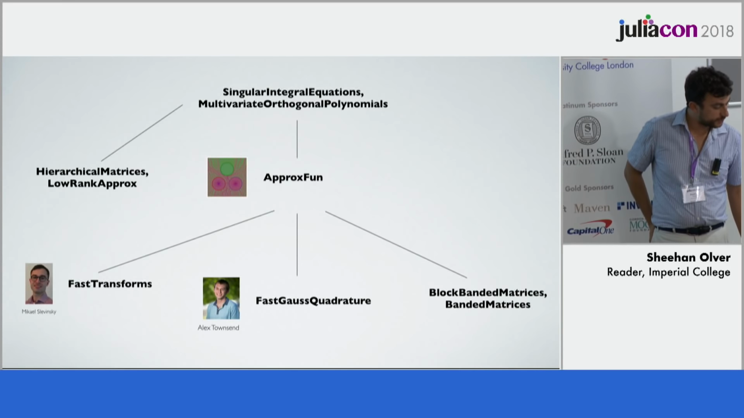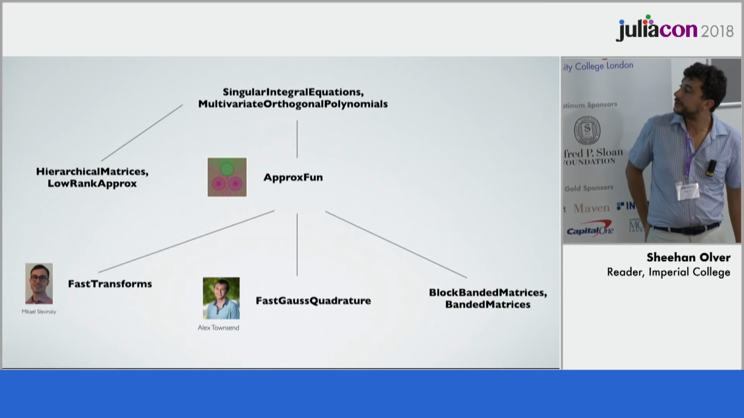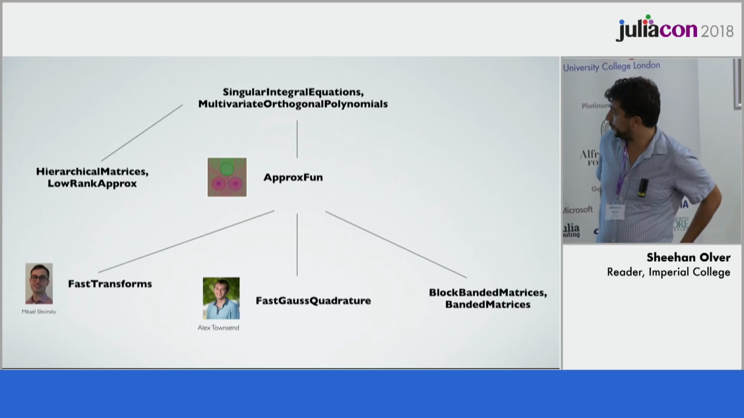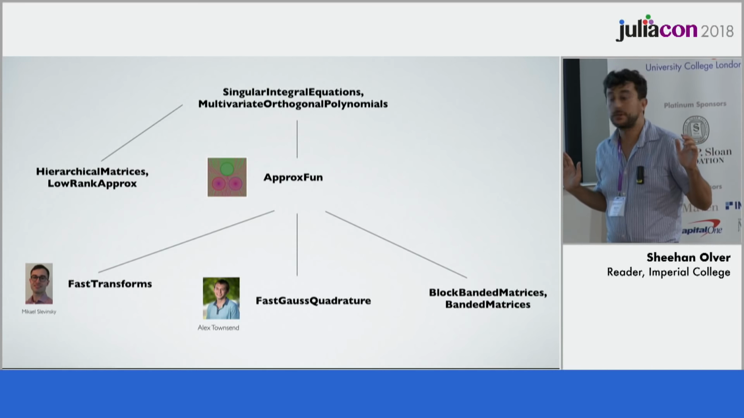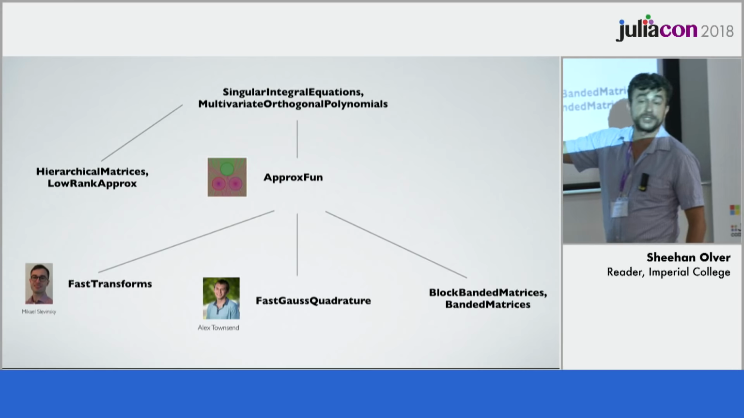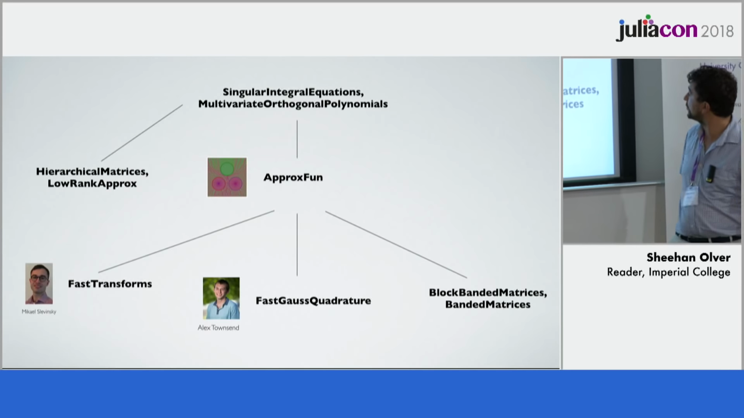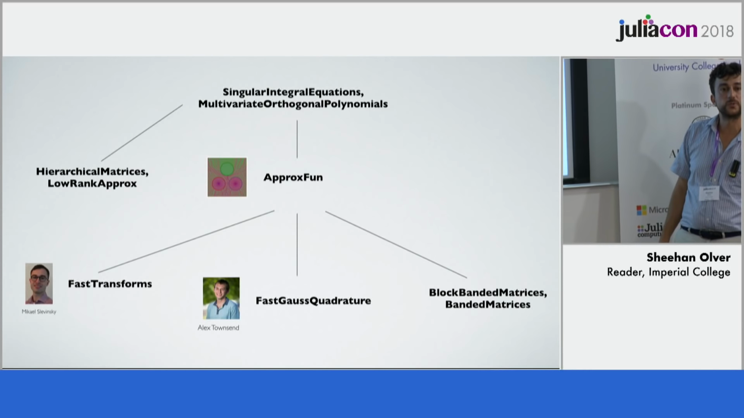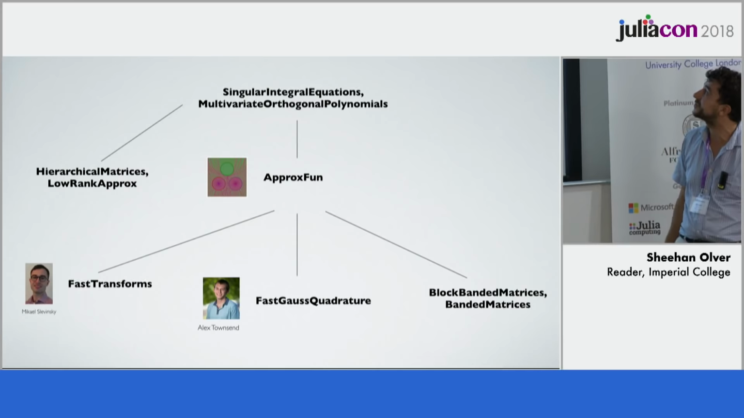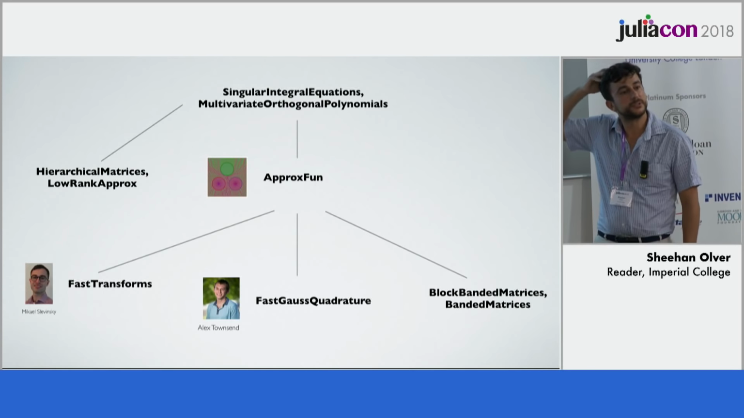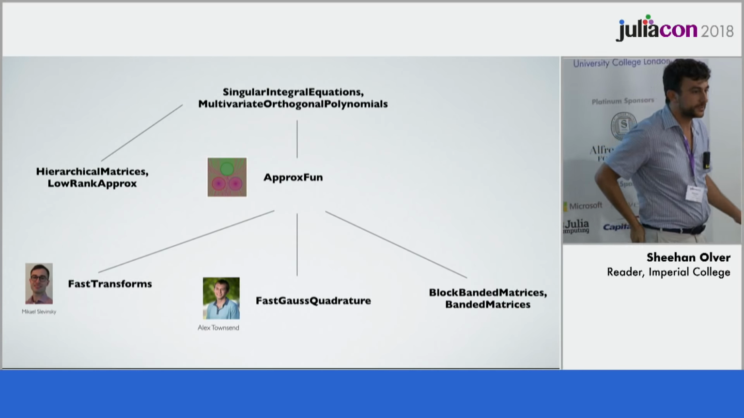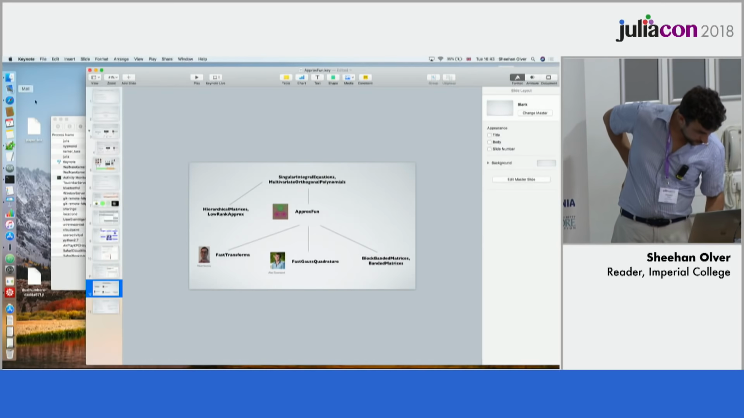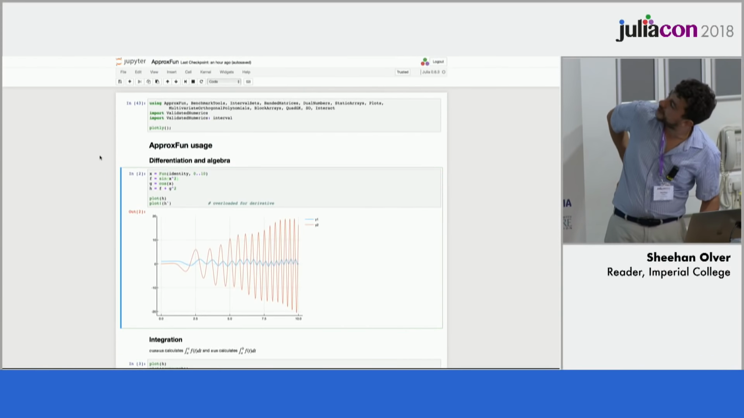All right, one last slide before we get into the demonstration. Approximation builds on a family of packages. It builds on top of Mikhail's fast transform code and Alex's fast Gauss quadrature code. It also builds on these packages, which I wrote to handle special matrix types such as block-banded and banded matrices. And then there are other packages that build on top of it. So it's more of a family of packages than just one. All right, so that's the overview.